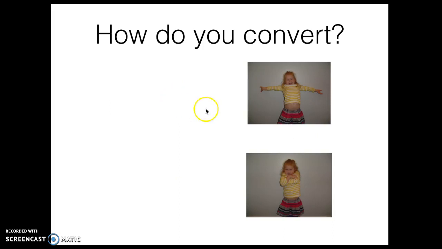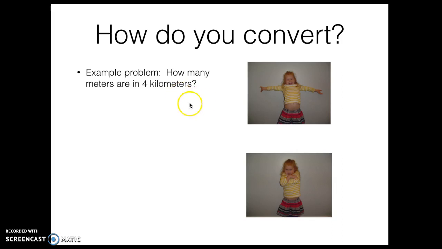So how are you going to convert? These are two pictures of my daughter. It's pretty simple when you think about it. And after a while, you'll not need some of these steps that I teach you. You'll start to understand it better with some practice. So here's a problem. How many meters are in 4 kilometers? We need to convert from kilometers to meters. So how do you do that?